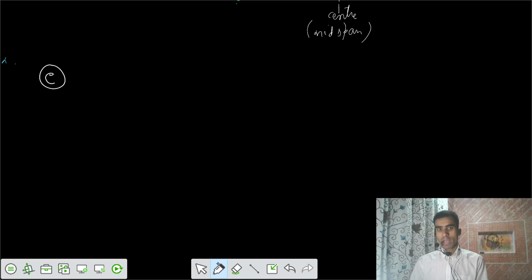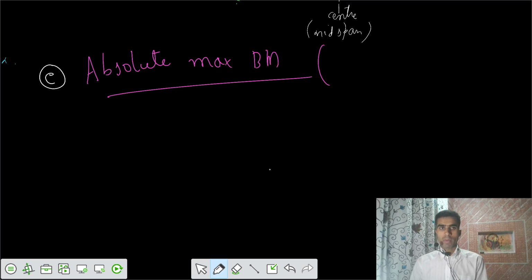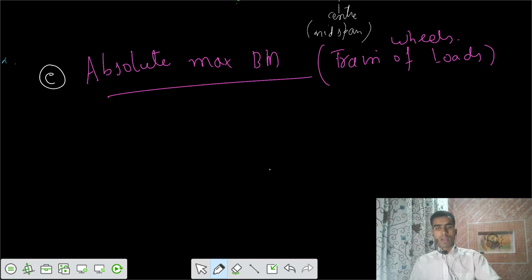We call this part the absolute maximum bending moment, when there are a train of wheel loads. So this is the last case, the last section of case D. We need to get this one.